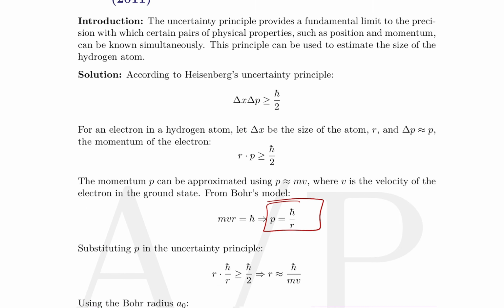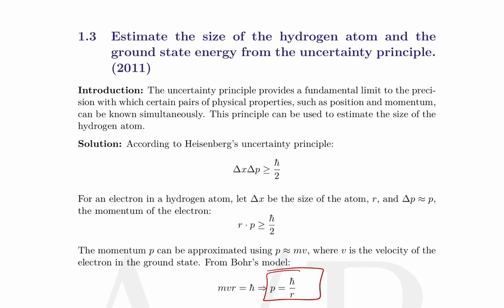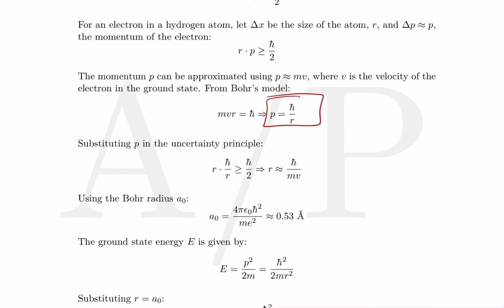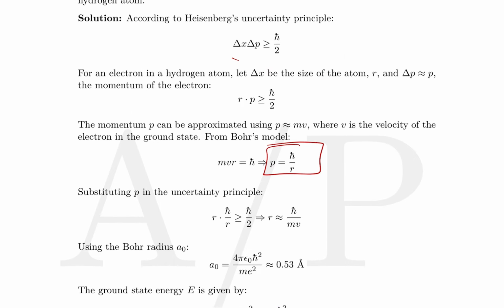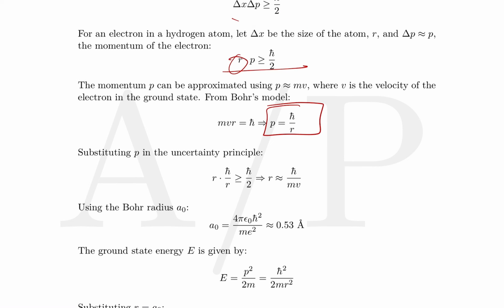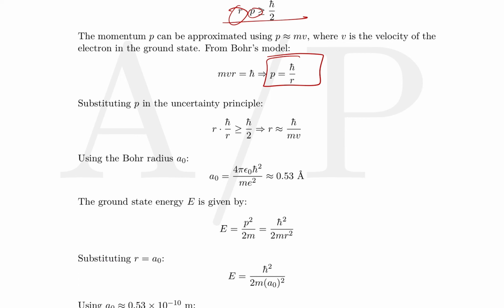So what we are actually doing here is, we want to find the size of the hydrogen atom and the ground state energy. We are trying to find out the size of the hydrogen atom first. So r·p in the uncertainty principle, r we have to find out. We are trying to find p in terms of r, so that we can find r from this equation. So r times, now in place of p we put ħ over r, is more than or equal to ħ over 2. So r comes out to be ħ over mv.